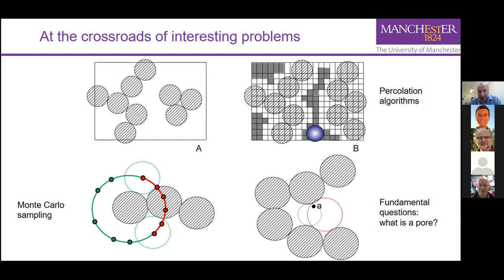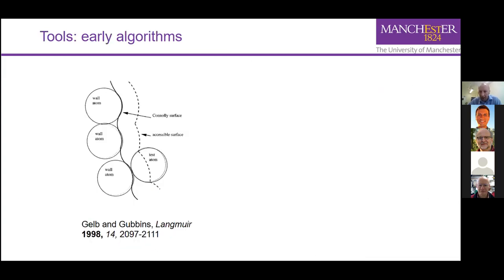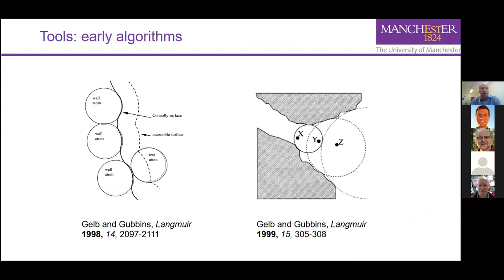And in fact, this type of ideas and this type of algorithms are rather old. If I look at the original papers of Gelb and Gubbins, who applied some of these algorithms to models of silica glass, so we go back to more than 20 years ago, and they themselves borrowed these methods, these ideas, these concepts from the field of stereology and applied them to the field of, let's say, molecular models of materials. Okay.